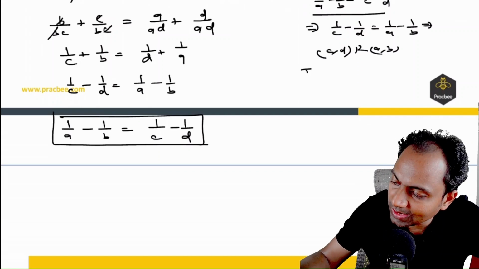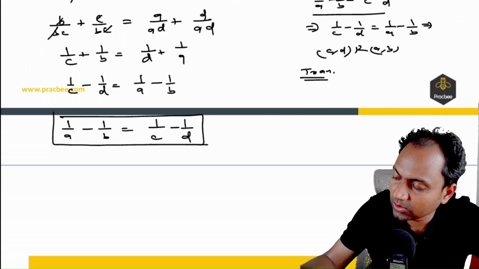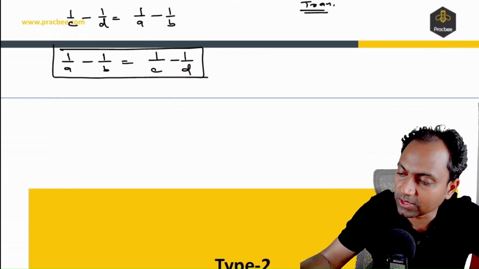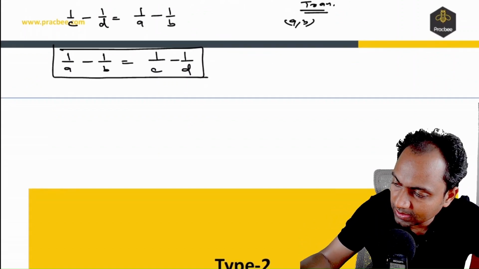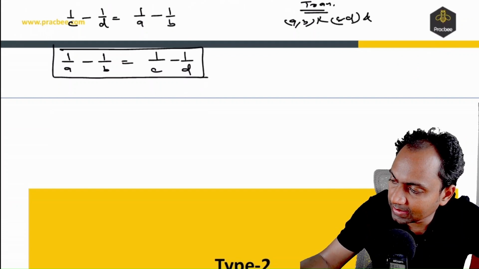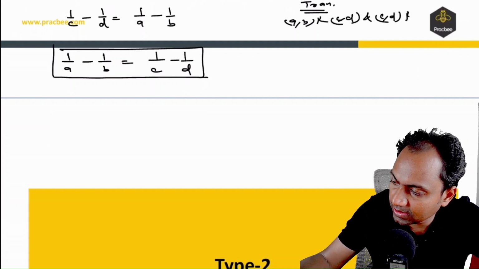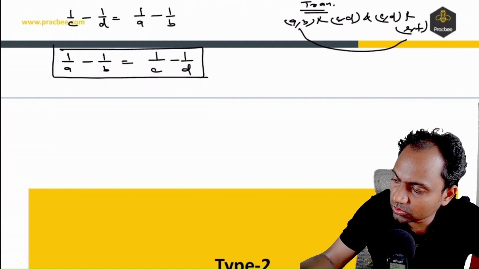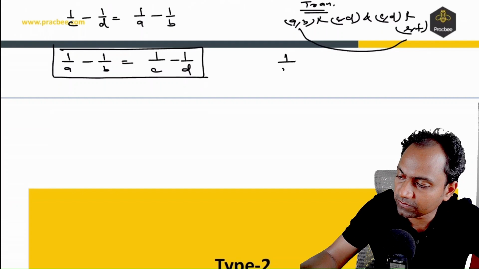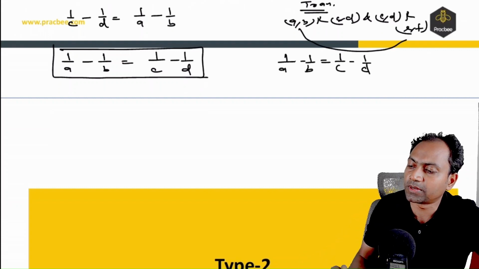If I move to the last part, that is transitive, how does it work out? For transitive, our condition was that if A comma B is related to C comma D and C comma D is related to E comma F, then what we need to show is that these two are also related. So let us write the condition for the first one. So 1 by A minus 1 by B is equal to 1 by C minus 1 by D.